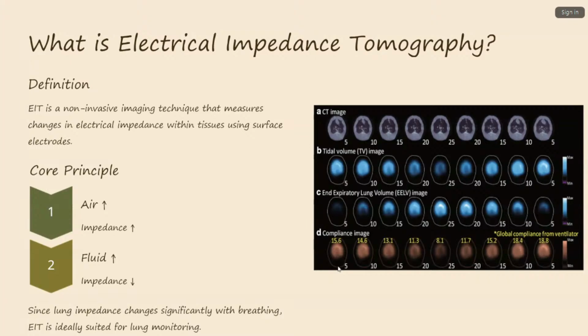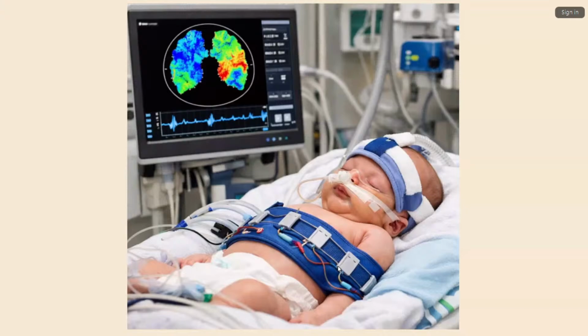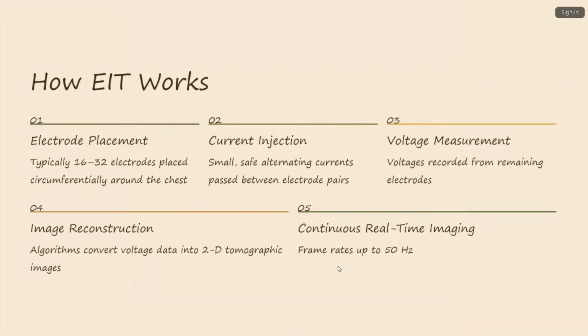This is basically a depiction of how electrodes are placed around the chest wall. Now, how EIT works: around 16 to 32 electrodes are placed circumferentially around the chest wall, and the current injection is done. A small, safe alternating current is passed between the electrode pairs, and the voltage is measured from the remaining electrodes. Image reconstruction is done using algorithms, and it is projected on a 2D tomographic screen, and then continuous real-time imaging can be done.